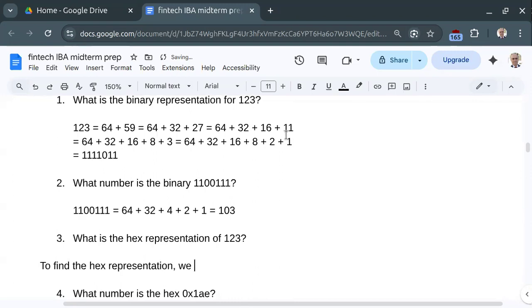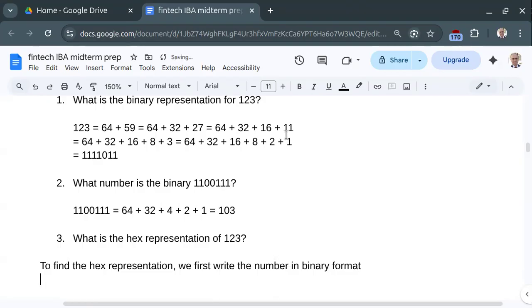We first write the number in binary format. Okay? Now, it so happens that 123, we have done it already. So we have done it in problem 1 above. So 123 we know is equal to 1111011. Okay? So now I need to write that down as a hexadecimal.